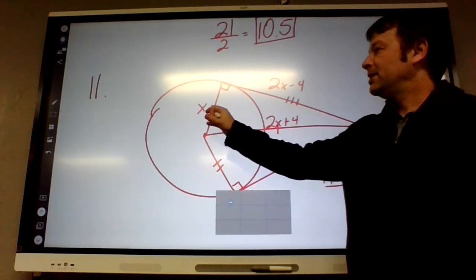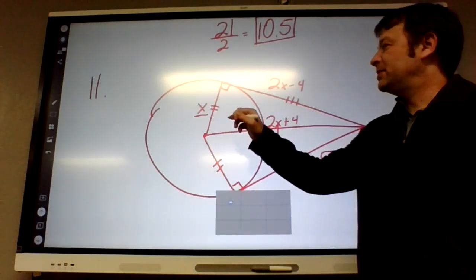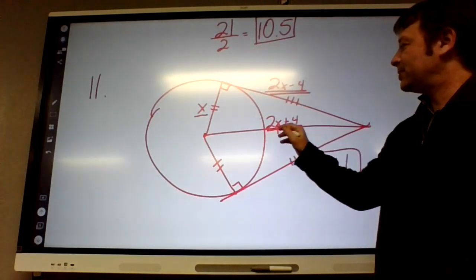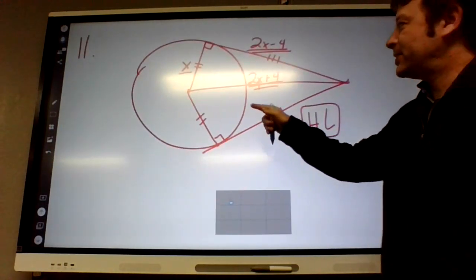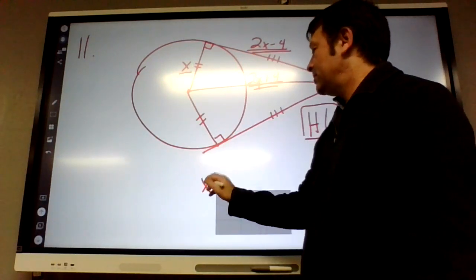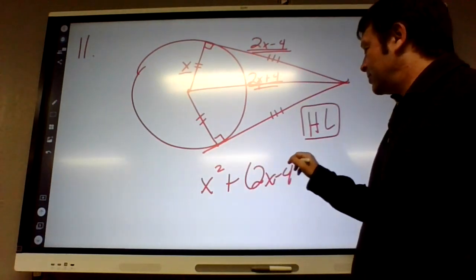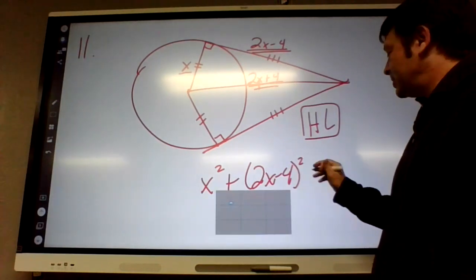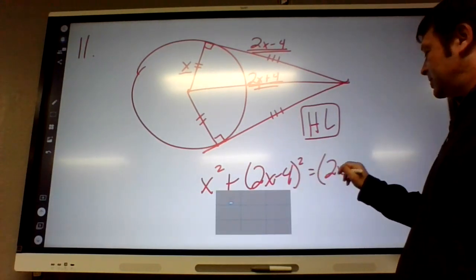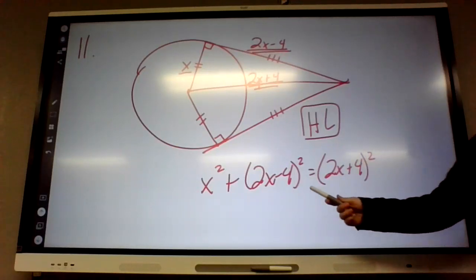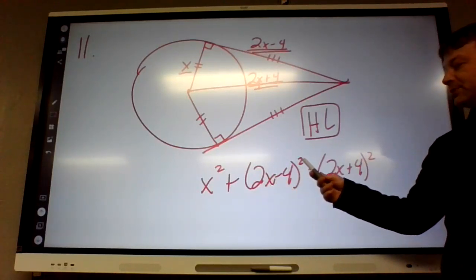The Pythagorean theorem. This squared plus that squared equals that squared. Okay, so let's see what that looks like. It's x squared plus 2x minus 4 squared equals 2x plus 4 squared. That's a lot. Okay, what do I do with 2x minus 4 squared?